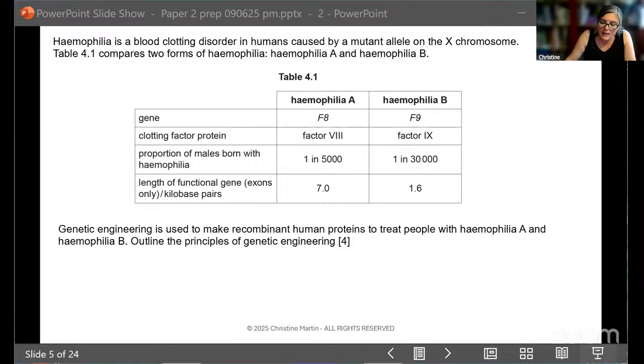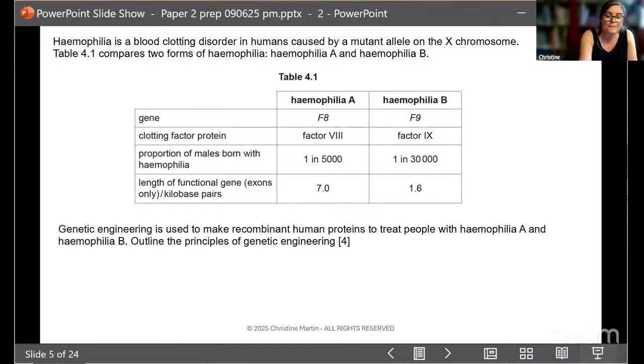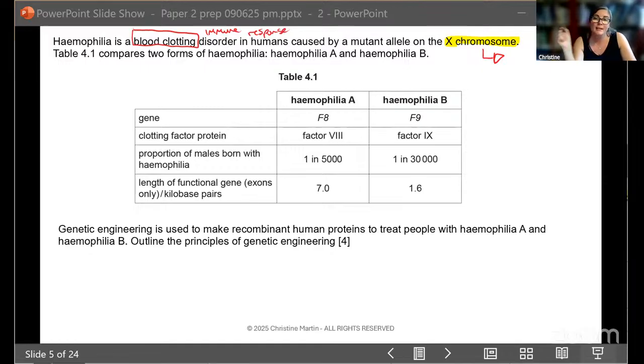So if we were looking at a question like this, here we can see we have been given some information. You should already know about sex-linked traits. Already they've told you in this question that you have a mutant allele which is found on the X chromosome. Now, remember, blood clotting is part of your immune response. So this could link to module 4, but also to module 6, because we're talking about the inheritance of a mutant allele potentially.